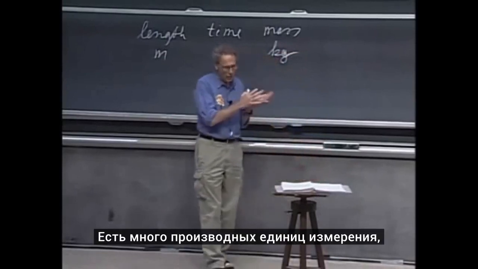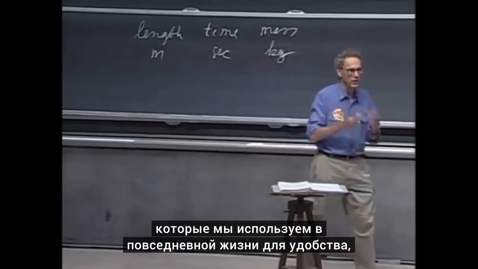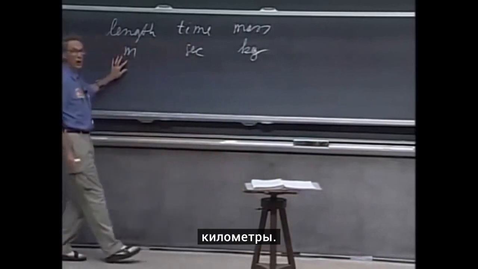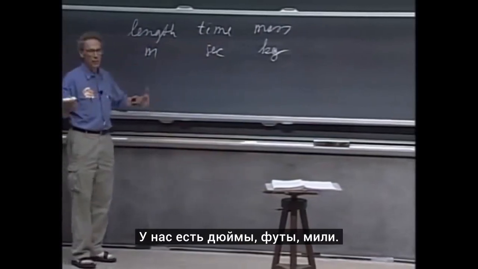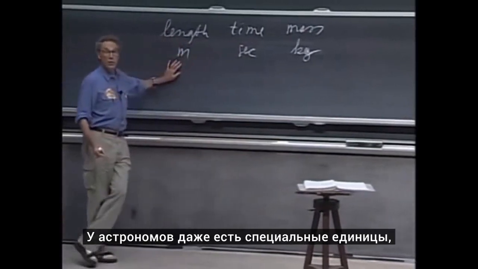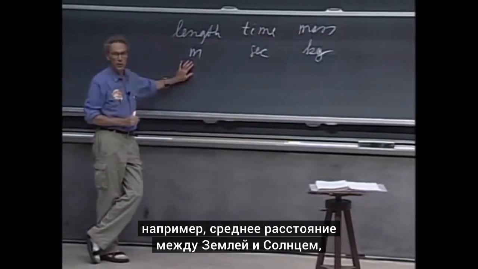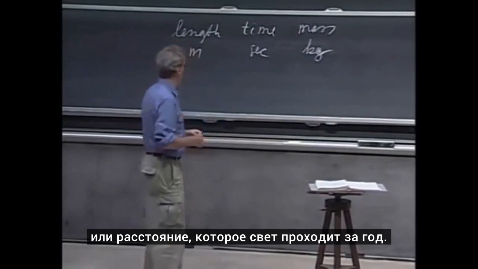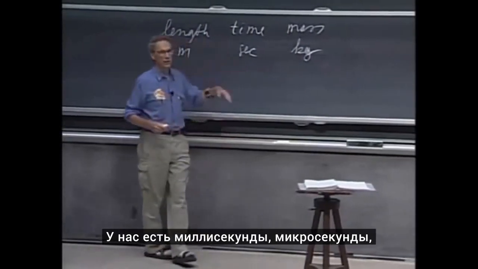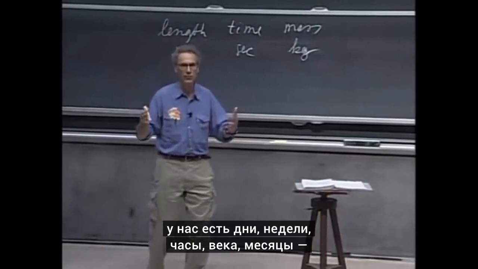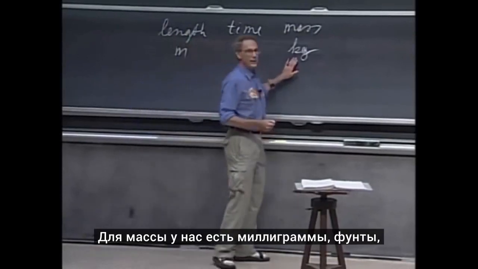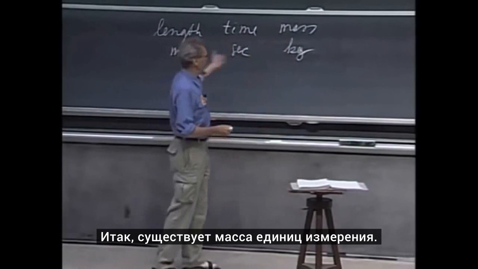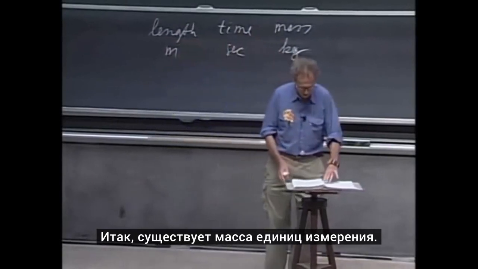Now, there are many derived units which we use in our daily life for convenience, and some are tailored towards specific fields. We have centimeters, millimeters, kilometers, inches, feet, miles. Astronomers even use the astronomical unit, which is the mean distance between the Earth and the Sun, and they use light years, which is the distance that light travels in 1 year. We have milliseconds, microseconds, days, weeks, hours, centuries, months, all derived units. For the mass, we have milligrams, pounds, metric tons. So lots of derived units exist.